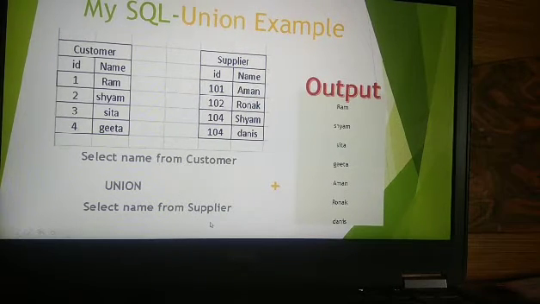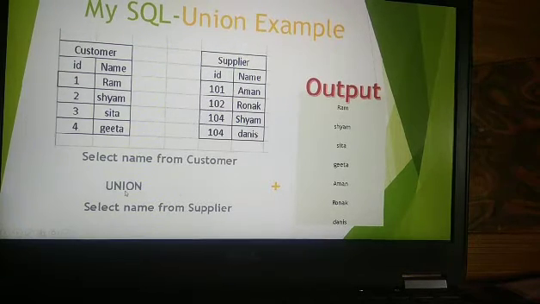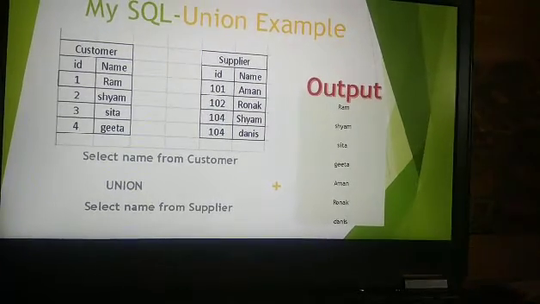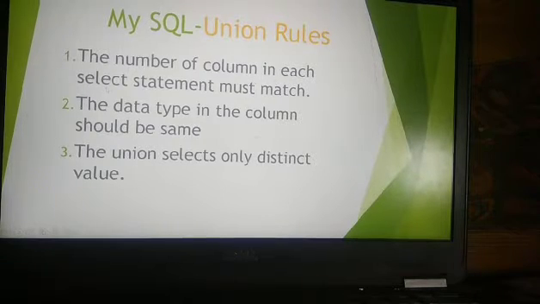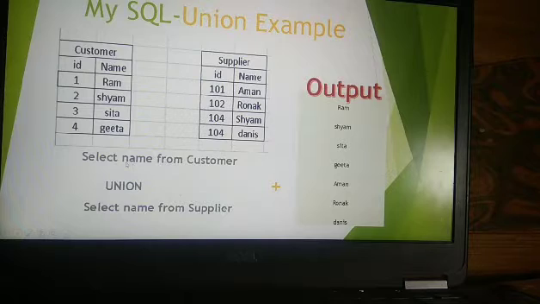But here we have to display all customer and supplier names, so we will join both tables and use the UNION operator. But according to the rules, the number of columns in each SELECT statement must match. You can see here we are using the column name, and here also we are using the column name. So the number of columns should be the same in each table.